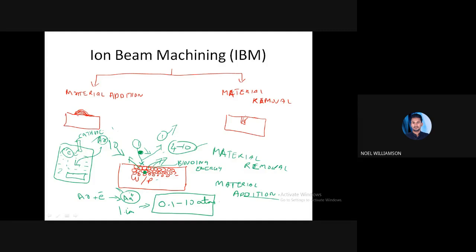That is 10 ions. If 10 ions are required to move or dislodge one atom, in that case what happens is the material addition process.